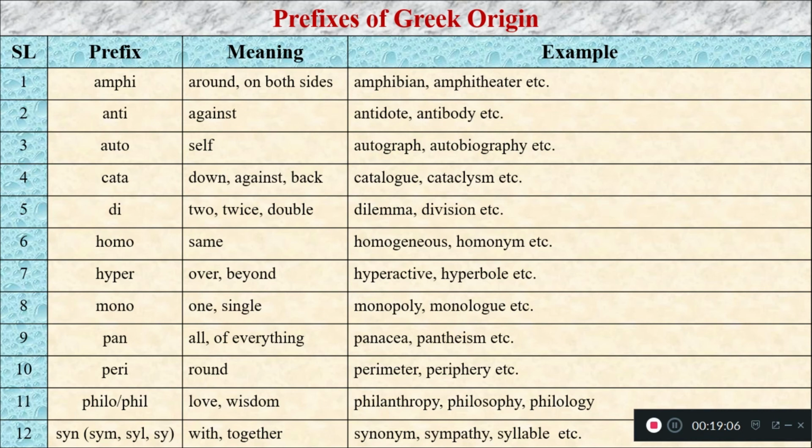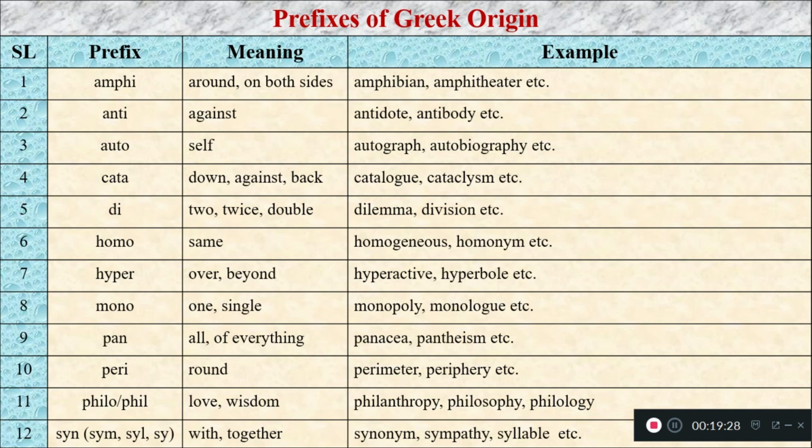Peri means round. For example, perimeter means the length of the outer edge of a shape. Periphery means the outer edge of an area. Then philo or phil means love or wisdom. For example, philanthropy means love for all human beings. Philosophy means the study of the nature of reality and existence.